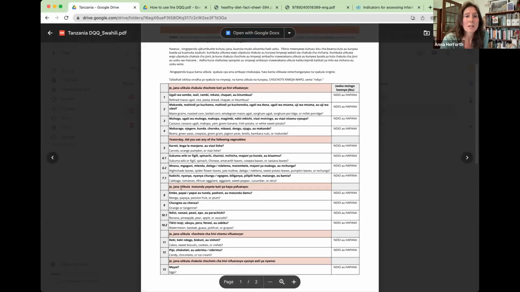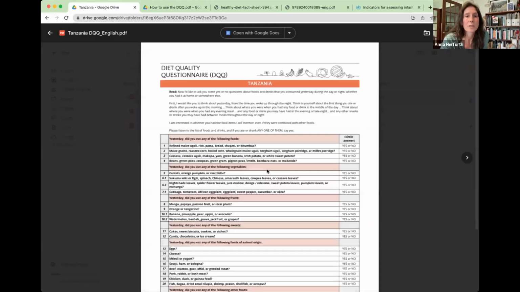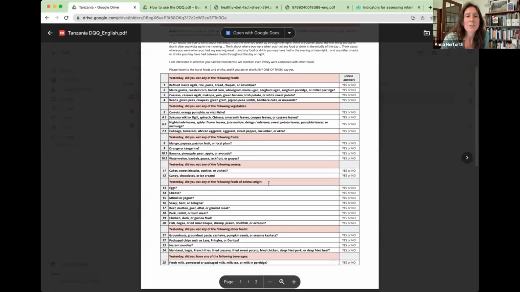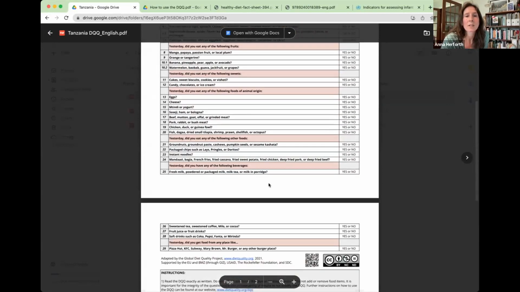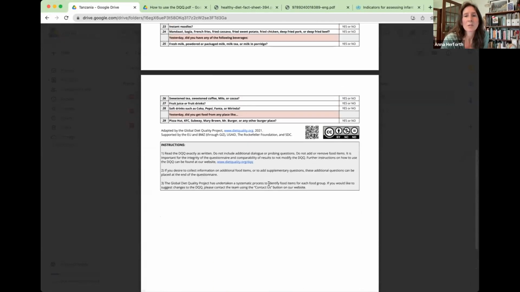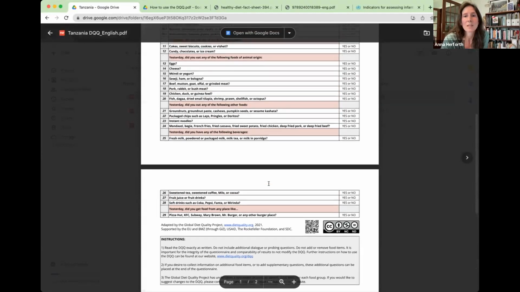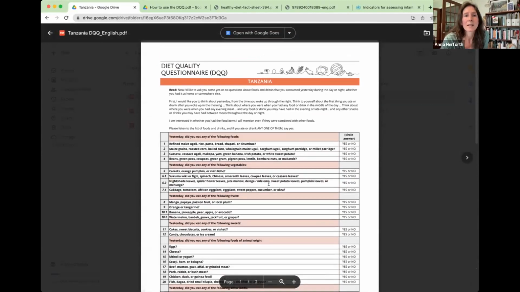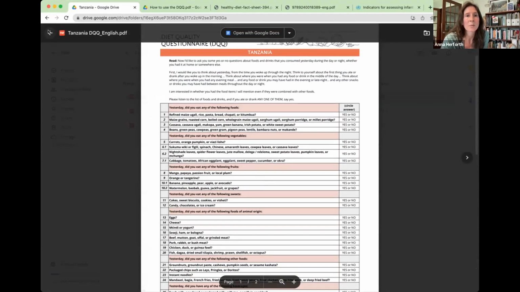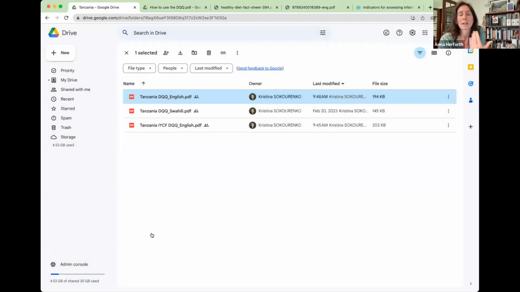So these DQQs are all available for download. If you want to just read the English one, it is here. And this is the whole thing. They're all printable on 2 pages, or they can be copied into other software. And the whole thing takes about 5 minutes to implement, to then result in the indicators that I went through that we see on the website.